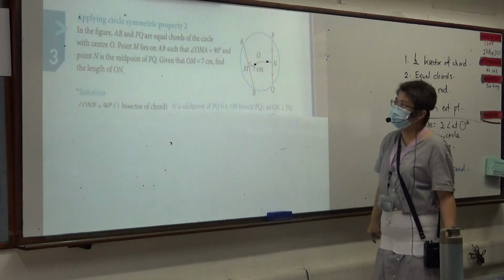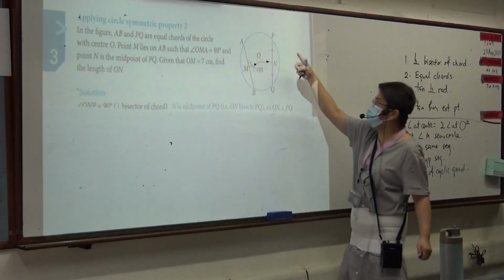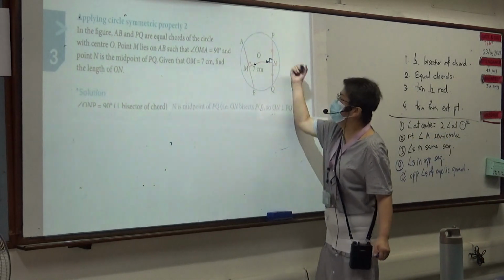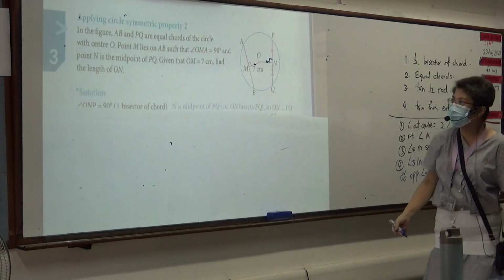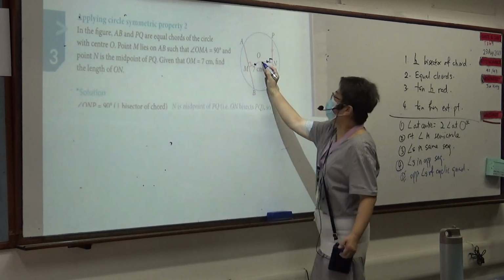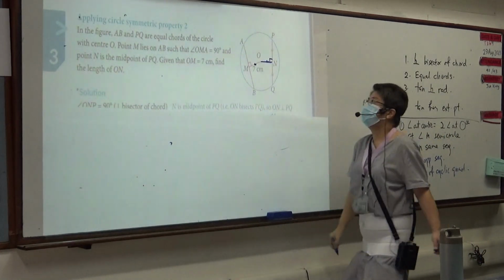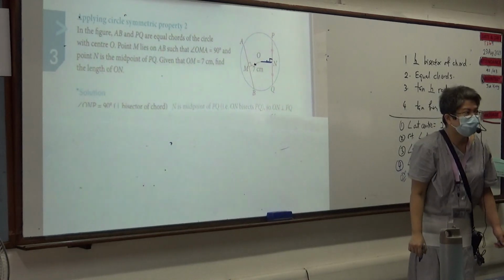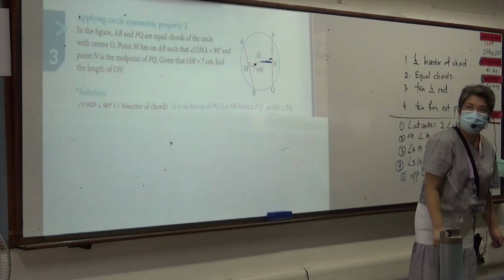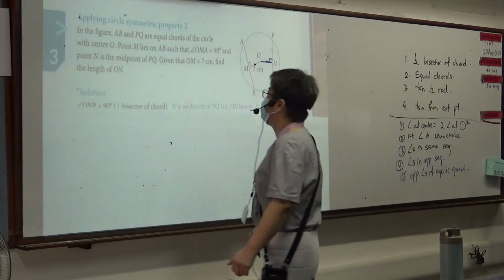and N is the midpoint of PQ. If it's midpoint, confirm this one is 90 already, right? Remember perpendicular bisector I taught. Then find the length ON. Find this length. Alright. This is what they want, right? Find this length. So how?